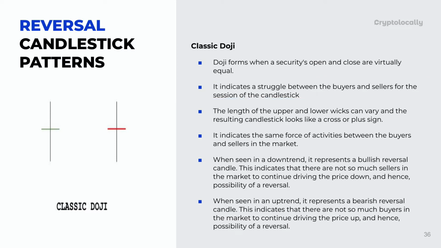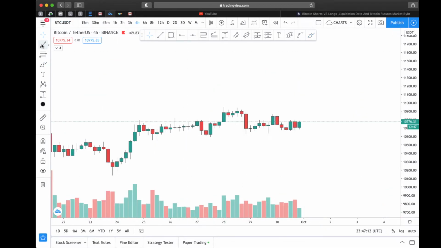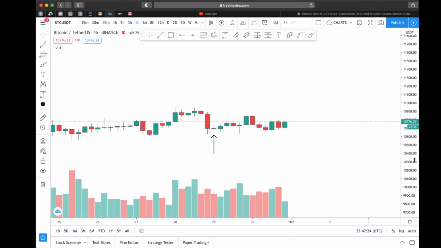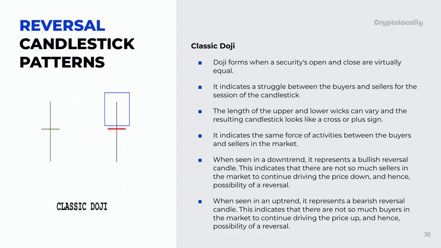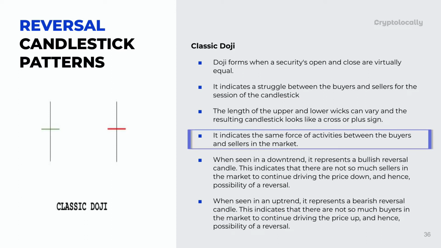So for example, let's see it in a real life scenario. This is a doji. This shows that the opening price and the closing price are the same, even though it has wicks. It has an upper wick and a lower wick. But remember, when a product opened at $50 and also closed at $50, it means most likely that candlestick is going to be a doji at the end of the day. It indicates the same force of activity between buyers and sellers in the market.